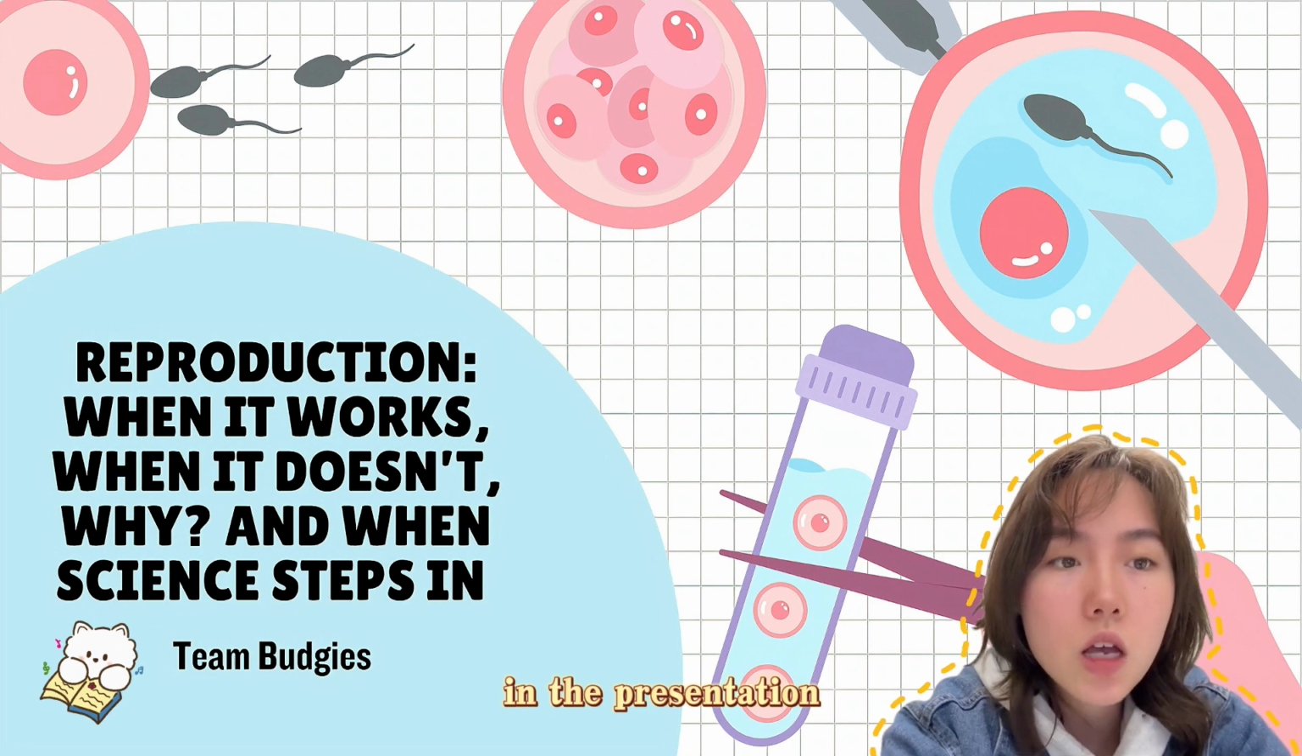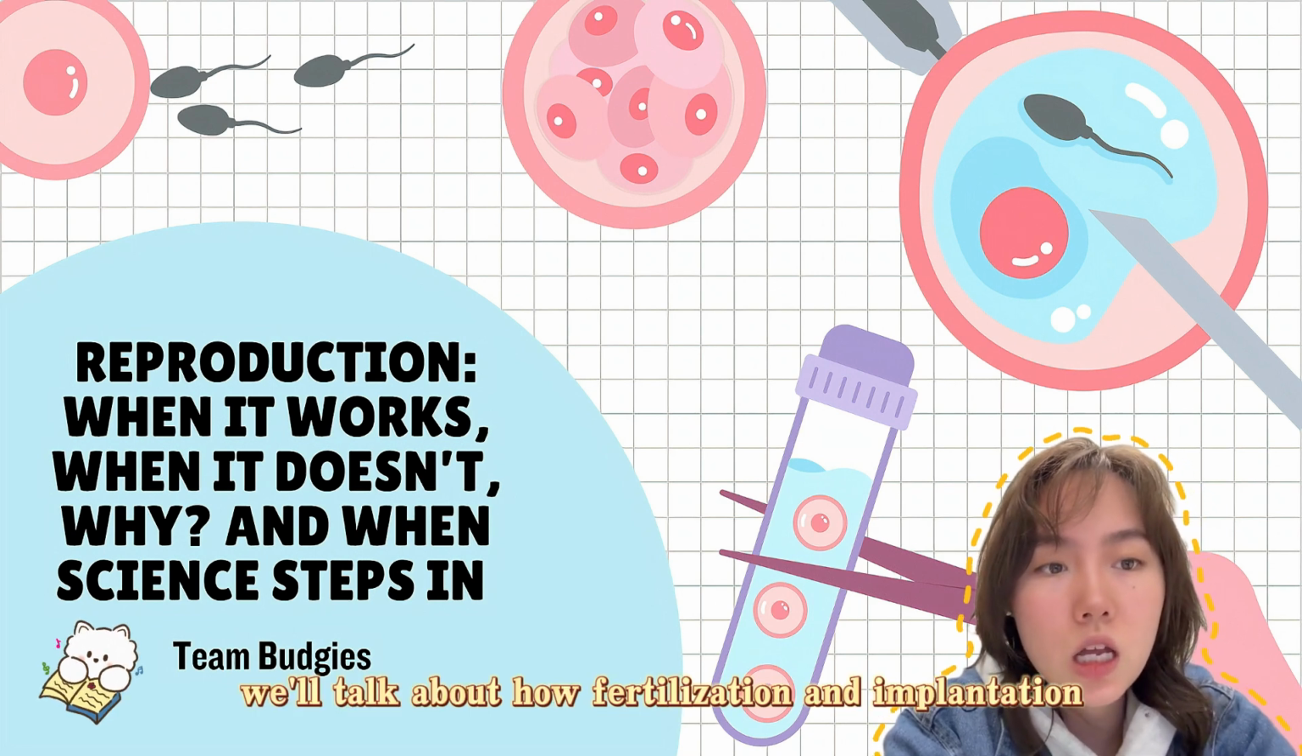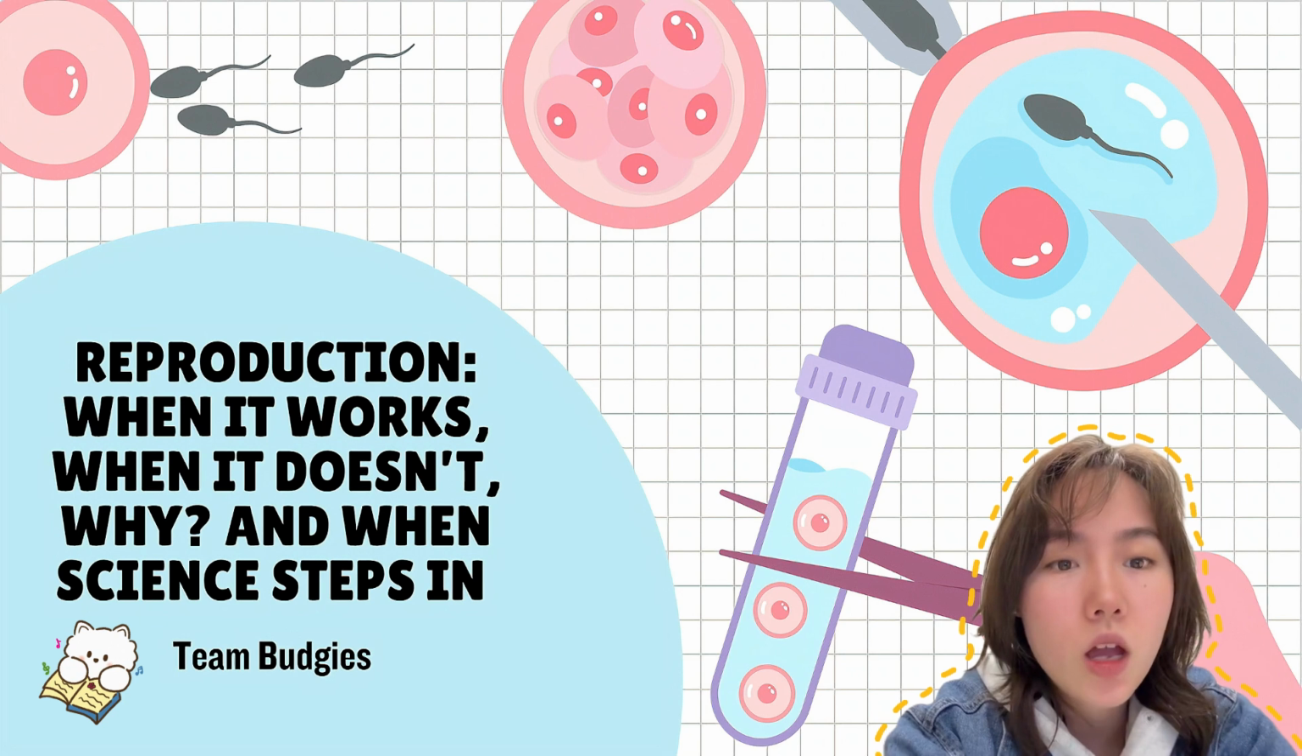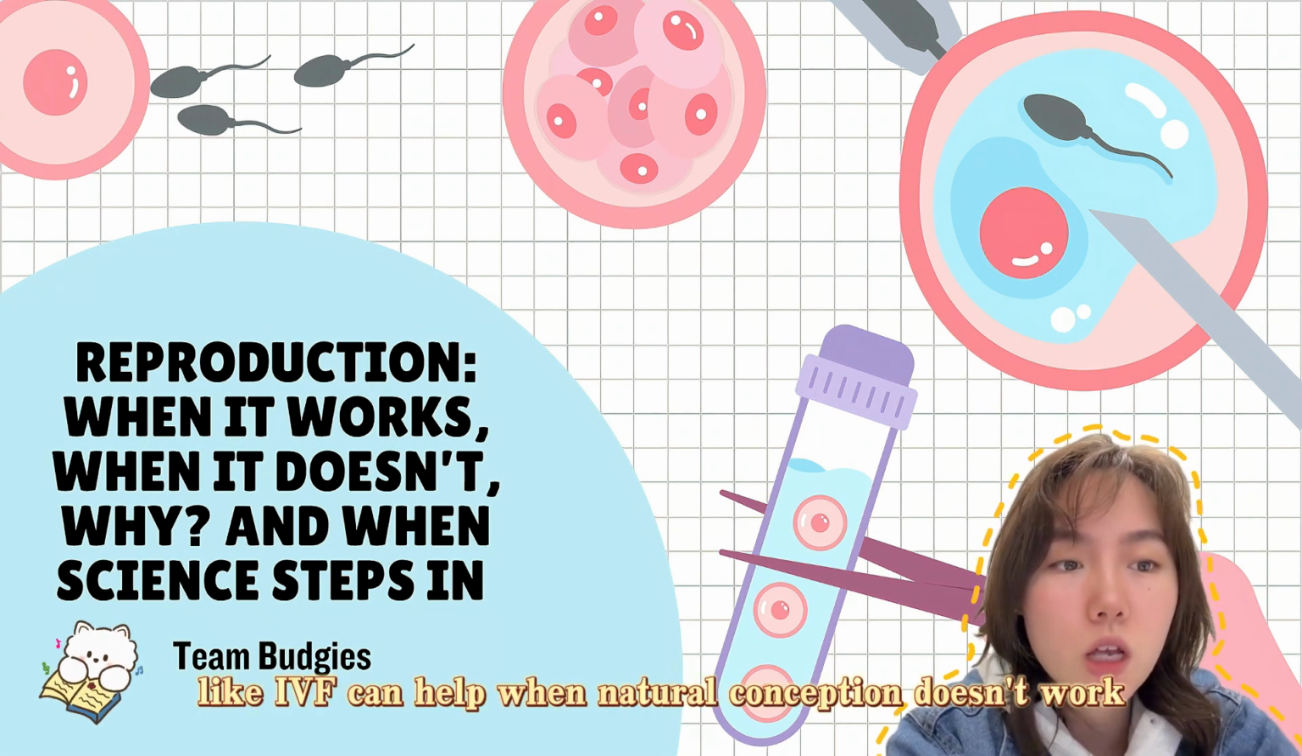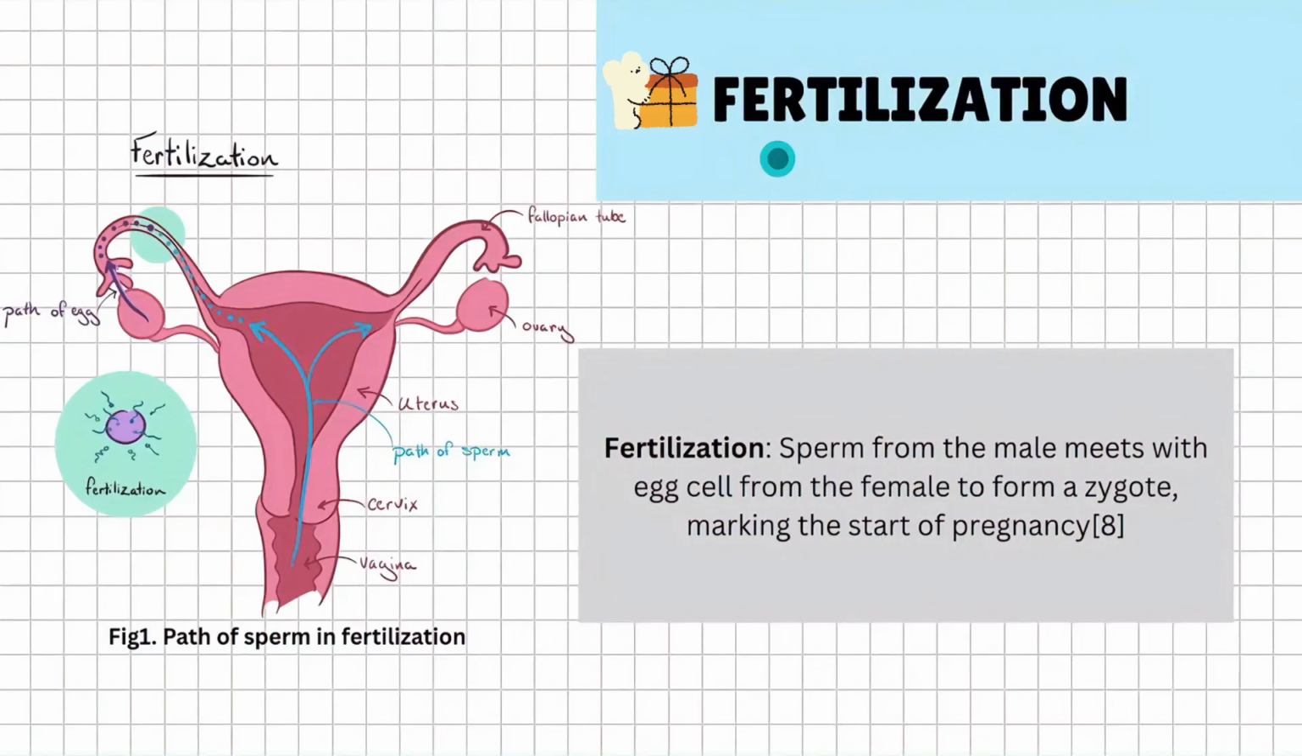In the presentation, we'll talk about how fertilization and implantation actually happen, what might go wrong, and how treatment like IVF can help when natural conception doesn't work. What is fertilization? Fertilization is defined as when the sperm from the male meets with the egg cell from the female to form a zygote, marking the start of pregnancy.